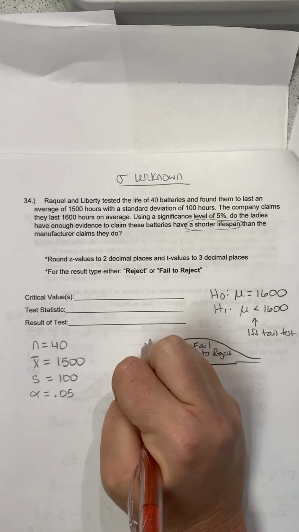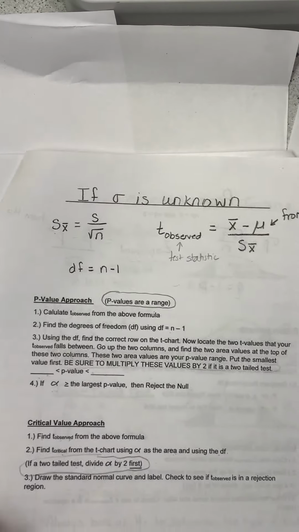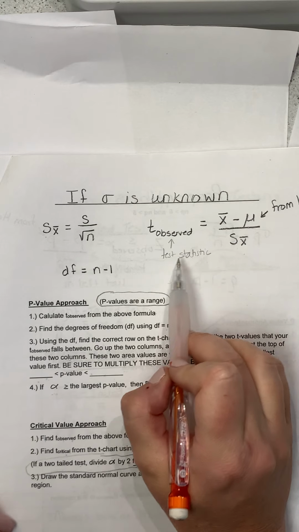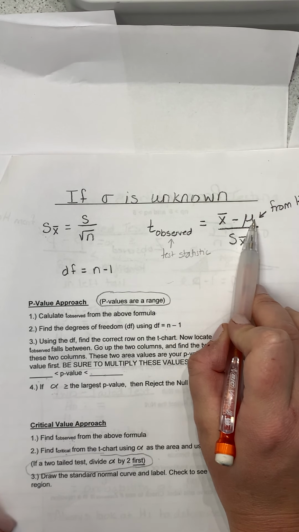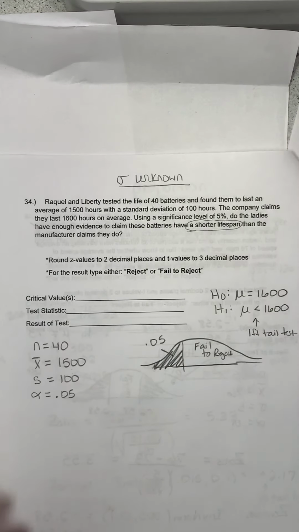Here's your alpha. You don't have to do anything with it because there's only one little rejection region. Okay, we're going to turn to sigma unknown. We need T observed. That's our test statistic. That's our first step: X bar minus mu divided by S over square root of n.